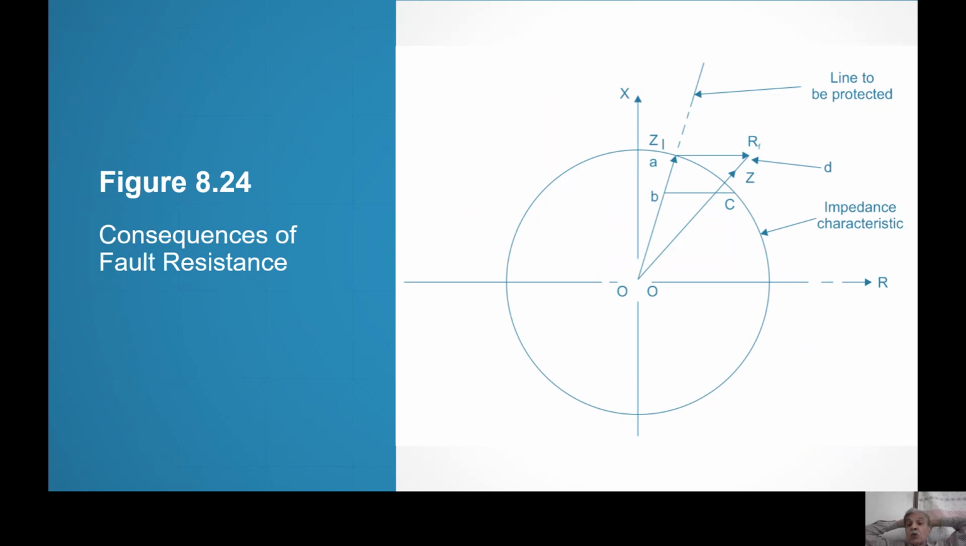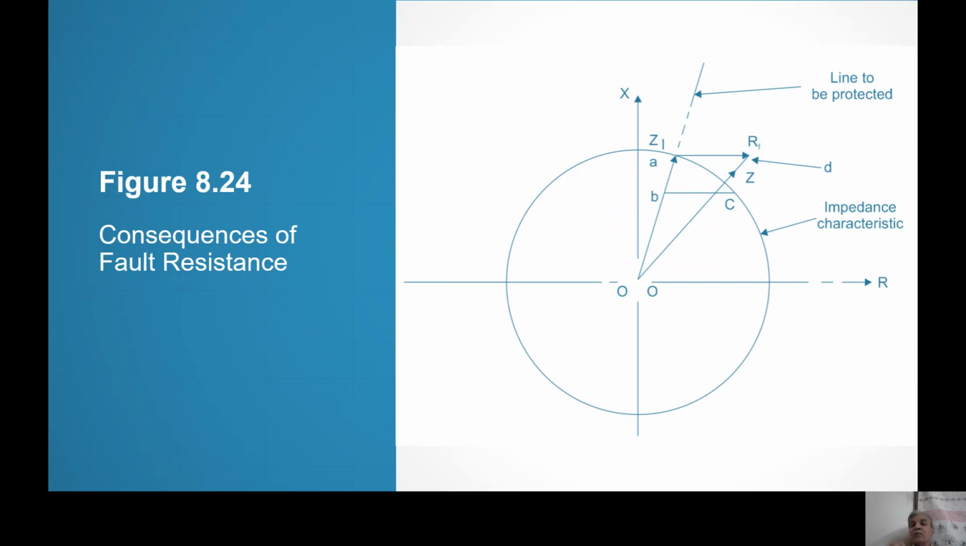Otherwise, for a double line fault also it is there. So the relay measures OZ1 plus RF. See, RF is horizontal. The R line is horizontal. So the relay measures ORF, OD, whatever you call it, it measures OD. So the point goes out of the characteristic.